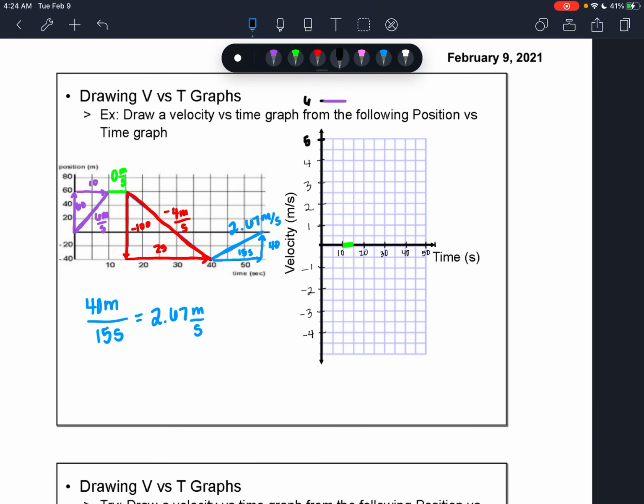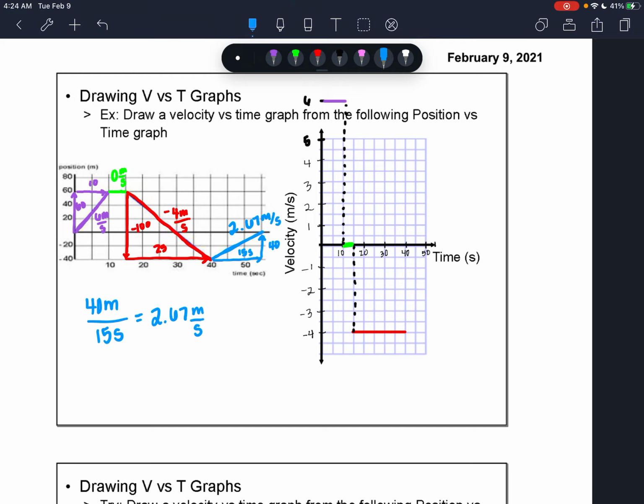I'm going to connect that with a black dotted line to show an instantaneous change. Skadoosh. And then from 15 seconds to 40 seconds, my velocity is -4. So from 15 all the way to 40, my velocity is -4 meters per second. I'm going to connect that with a dotted line to show an instantaneous change.